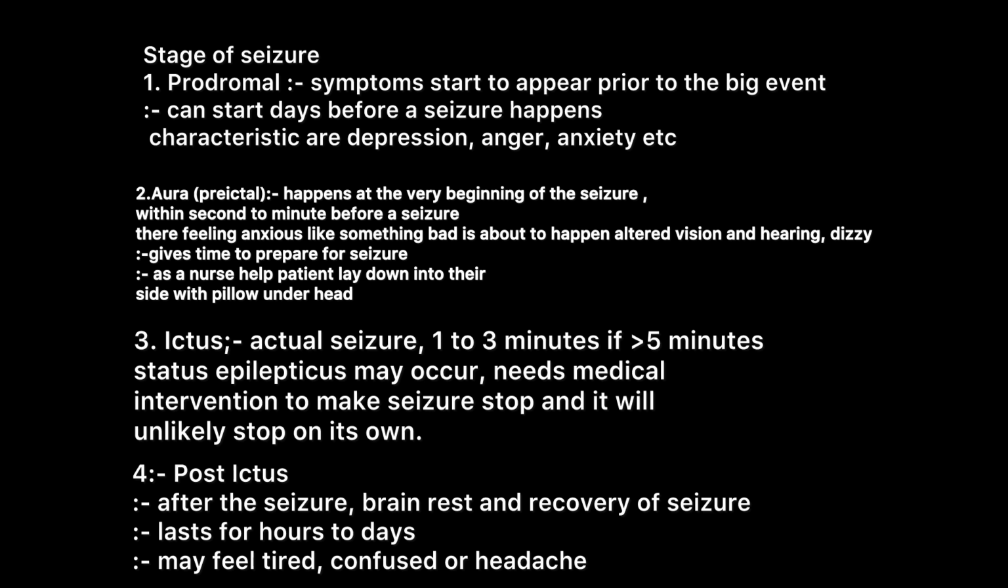Knowing these topics is important for the NCLEX exam, and I have included the topics you need to study for the NCLEX. Now let's go on stages of seizure. The first one is prodromal, when symptoms start to appear prior to the big event like seizure. And the second stage is aura, which does not happen with all types. This happens at the very beginning of the seizure. Many times it gives the patient time to prepare for seizure.